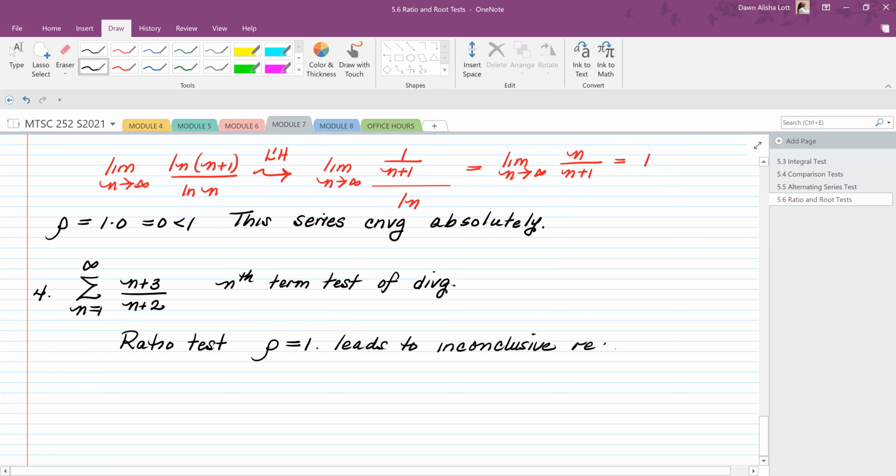So I don't want you to be gung-ho to rush and rule the ratio or root test, because sometimes there's another test that will give you the answer right away. Okay, so I have a whole bunch of problems we can solve, but the next one is going to be the root test.